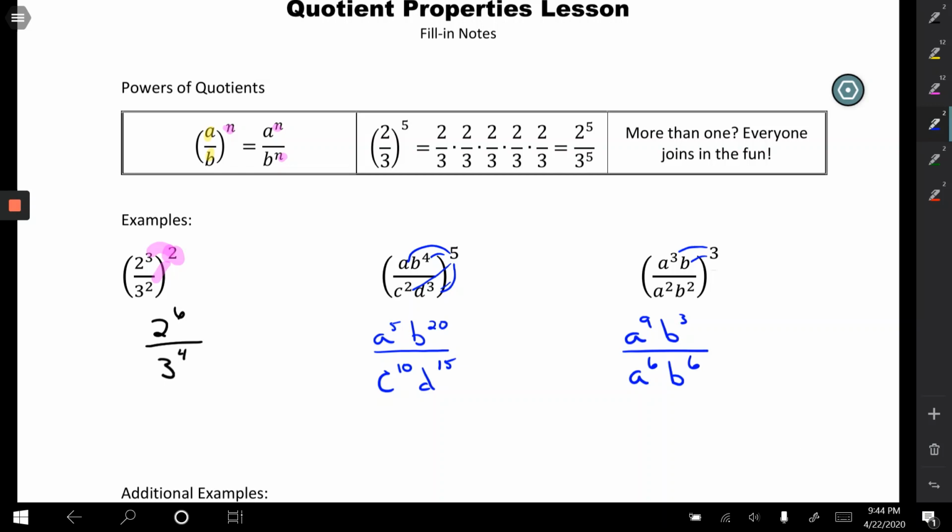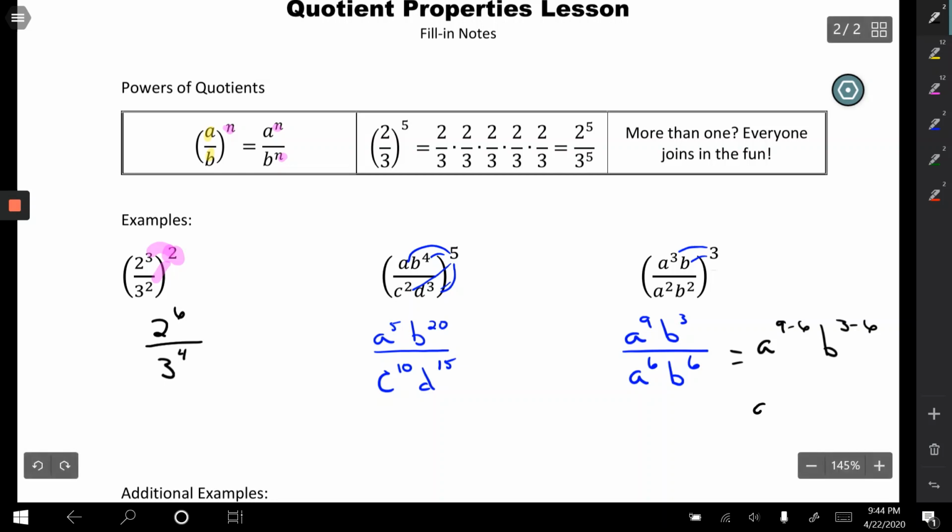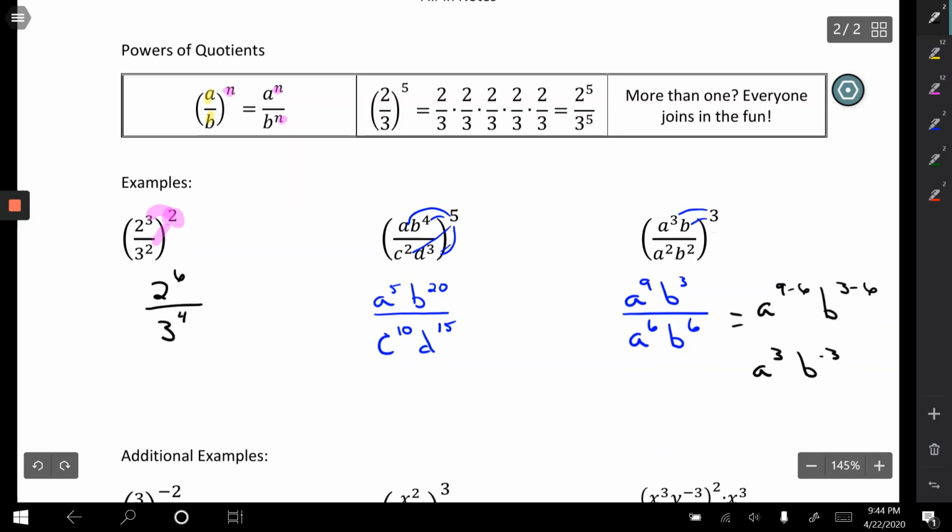Now I still have the same base, top and bottom, so I have to use my quotient rule that we learned before, which means I'm looking at a to the 9 minus 6 and b to the 3 minus 6. So 9 minus 6 gives me 3, and 3 minus 6 gives me negative 3. A negative exponent means that base is on the wrong side of the fraction line, so that one will have to drop below. And there is my final answer.